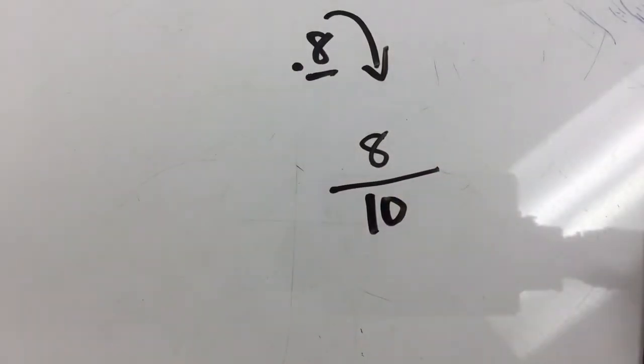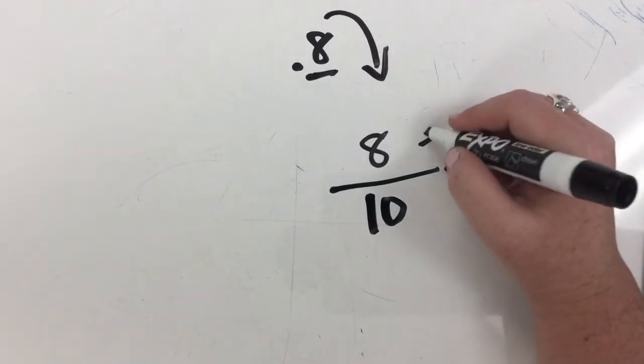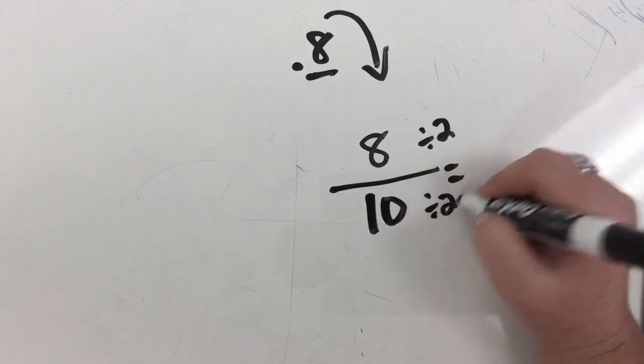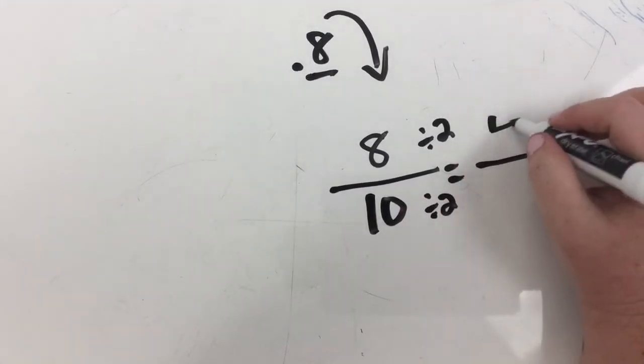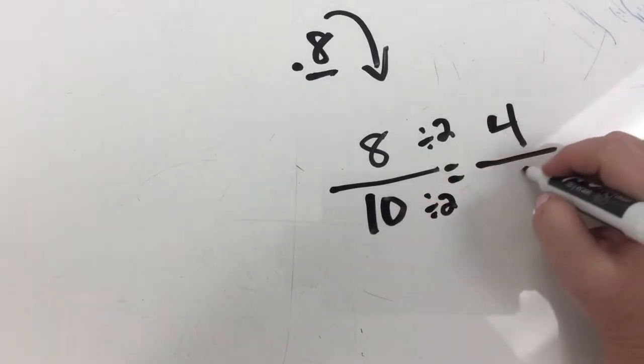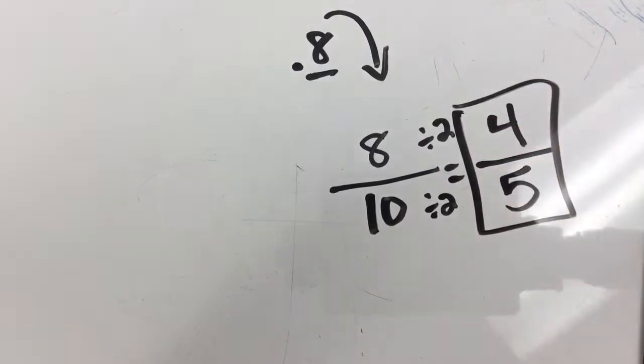So I have 8/10. I can simplify that. I can divide this by 2 and this by 2. 8 divided by 2 is 4. 10 divided by 2 is 5. So my new fraction is 4/5.